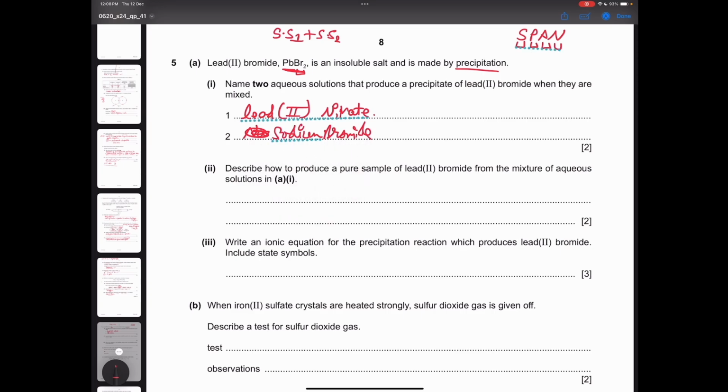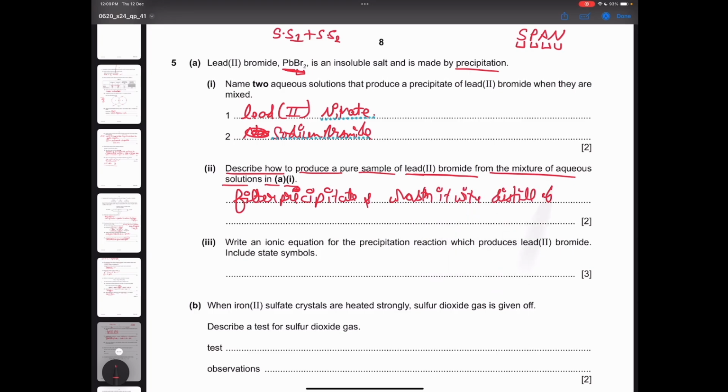Describe how to produce a pure sample of lead bromide from the mixture of aqueous solutions in part A 1. So they're just asking you the final steps of precipitation. What we need to do is filter the precipitate, and then wash it with distilled water. Alright. Now, in case you're wondering why wash it with water, because some soluble impurities always remain. If you want to get rid of these soluble impurities, just wash it with water. They will get washed away because they're soluble, right?